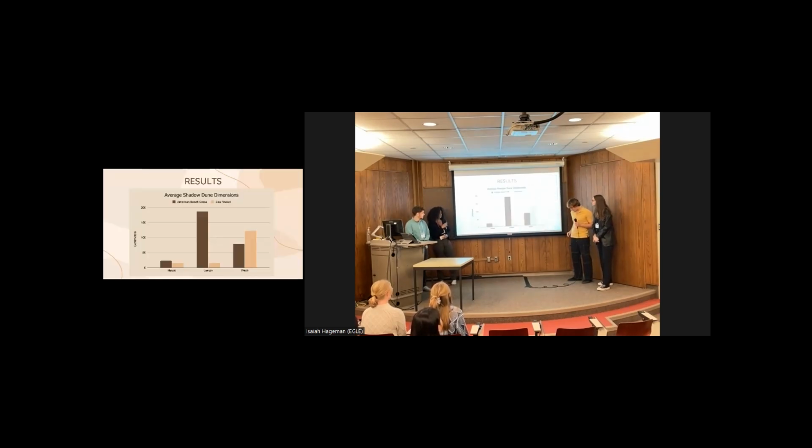Okay, so as mentioned, there were shadow dunes during all 3 of our lab visits. And our shadow dunes were changing based off of the change in wind speed and the change in wind direction between time periods, and that created differences in the development. And so our American beach grass, the height of the shadow dune is taller, and it is also longer than the sea rocket. And in opposition, the sea rocket is much wider than the American beach grass.